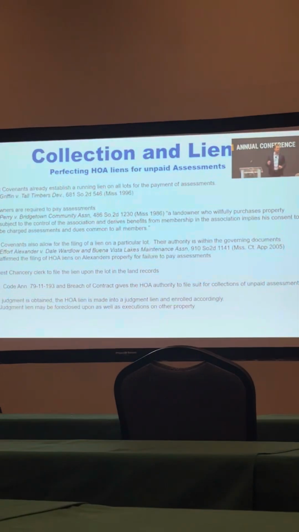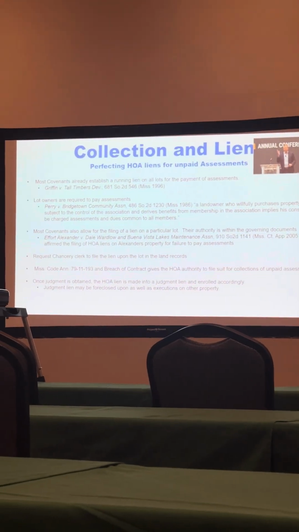And so you request the Chancery Court to file the lien. It gives the HOA authority to file suit against that lien. Obviously, it's contractual. 79-11-193 addresses this specifically, but you've got a contractual obligation under those covenants to pay those assessments. If you don't do it, you're in breach of contract. You get sued. Once judgment's obtained, that HOA lien is, I guess, elevated to a judgment.